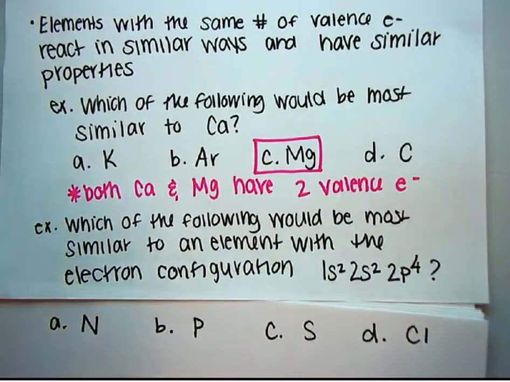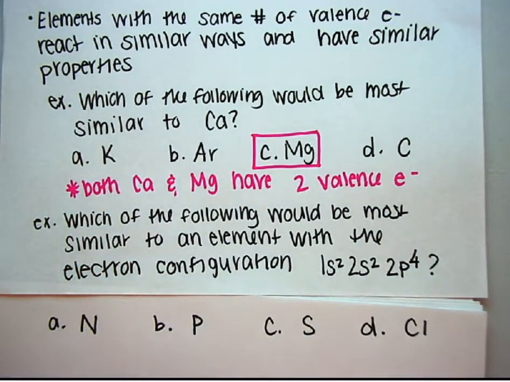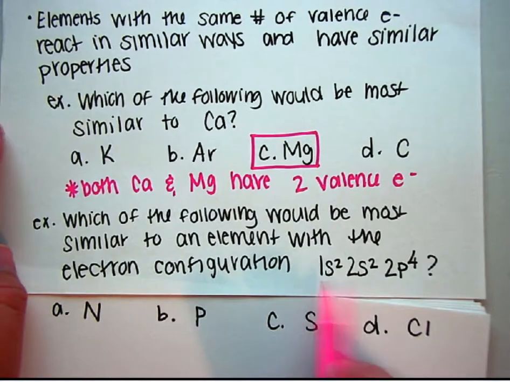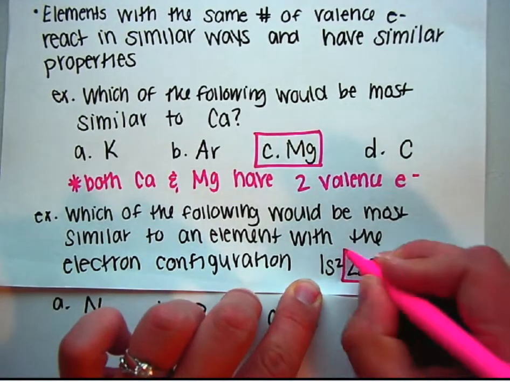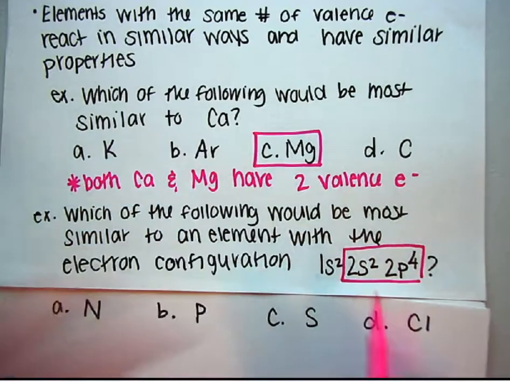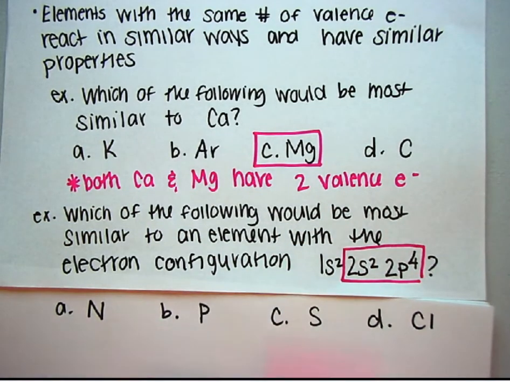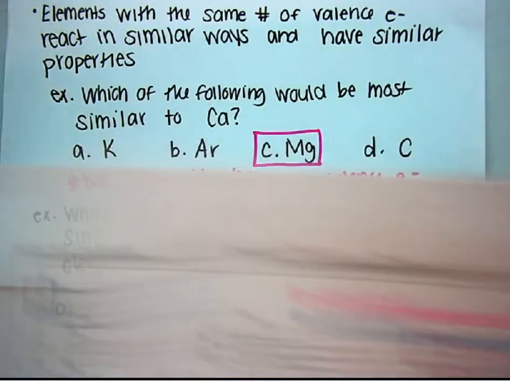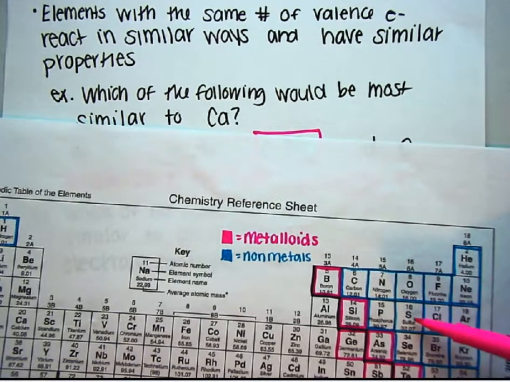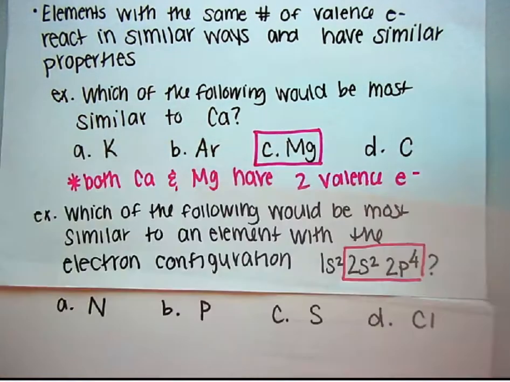So there are a few ways that you can approach this problem, and I'll go over both of those. Remember we said valence electrons are in the outermost energy level. So I have the first energy level and the second energy level. In the second energy level, I have 6 valence electrons. So we just need to figure out which element has 6 valence electrons. Which element is in column 6? And I see sulfur.